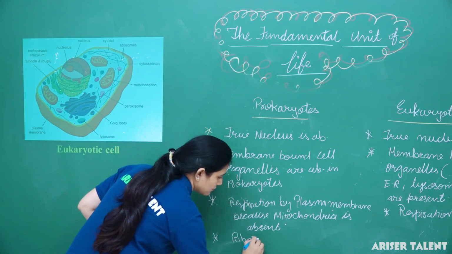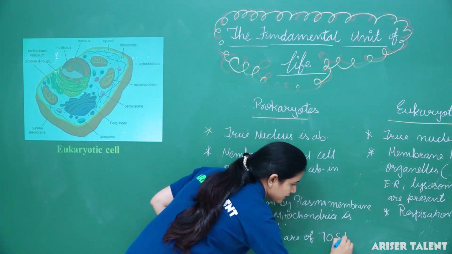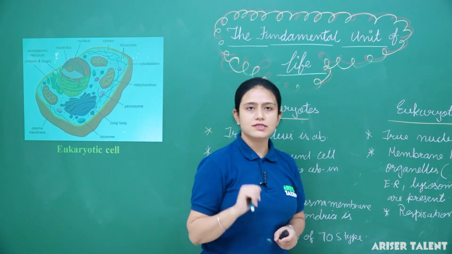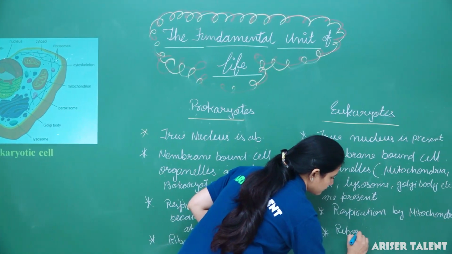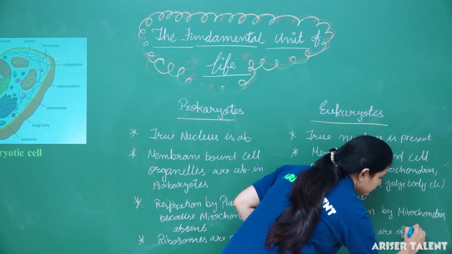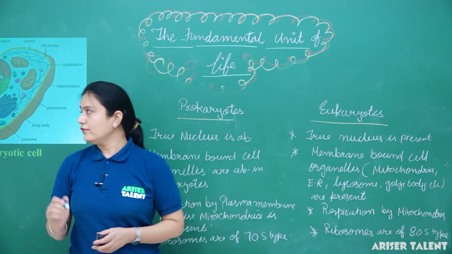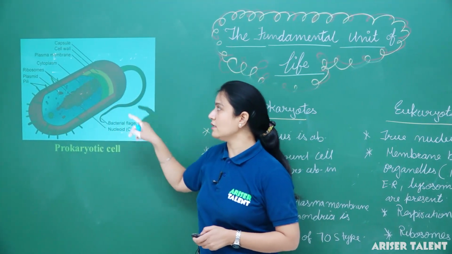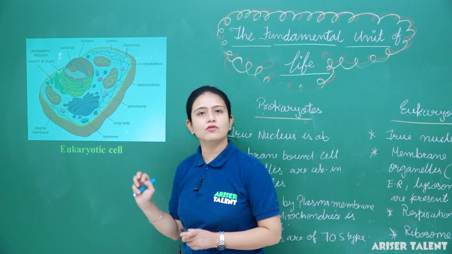So, here we can mention another point. Ribosome are of 70S type. Okay, ribosome is a cell organelle, but it is without cell membrane. Okay, eukaryotic cell ribosome are of 80S type. Okay, cell wall, if you talk about the cell wall, generally in prokaryotic cell, cell wall is present, but eukaryotic cells generally it is absent. Only in few conditions cell wall is present.